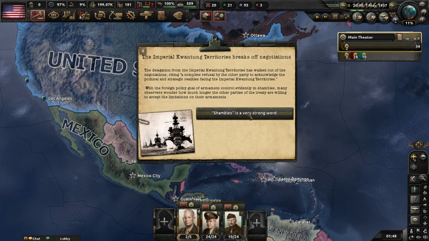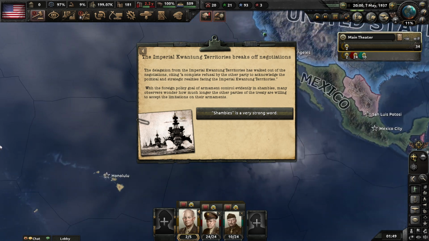Alright, I got some kind of message. For some reason, the Manchurians are trying to provoke me. The delegation from the Imperial Kuantan territories has walked out of negotiations. What negotiations? Saying complete refusal to acknowledge the political and strategic realities. With the foreign policy goal of armament control evidently in shambles, many observers wonder how much longer other parties.